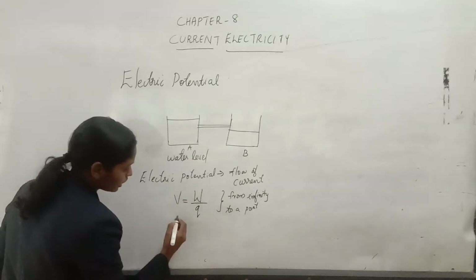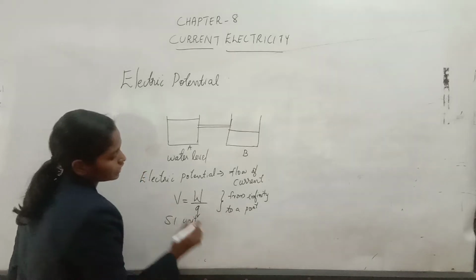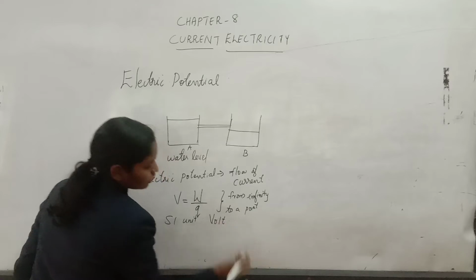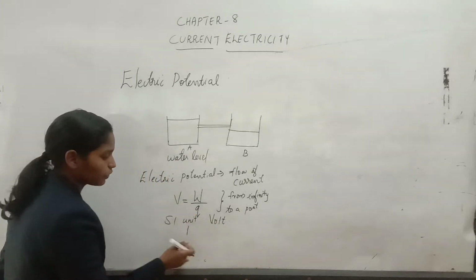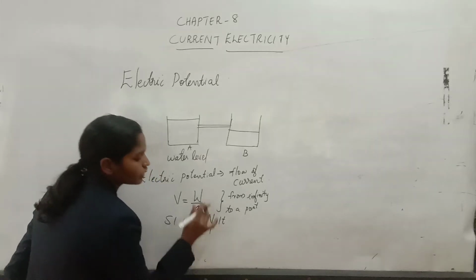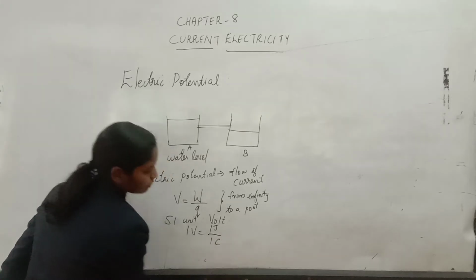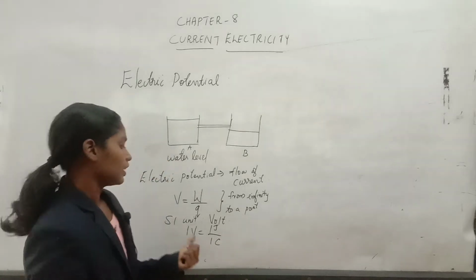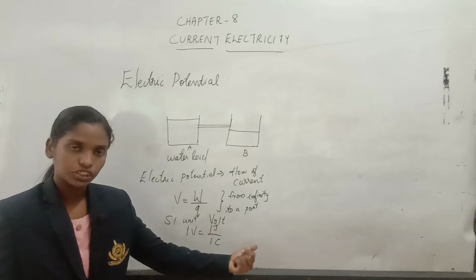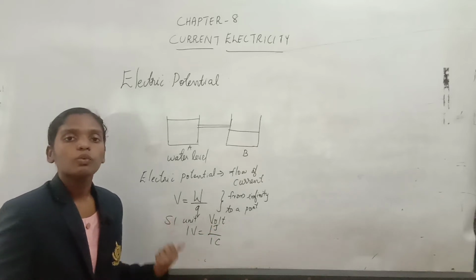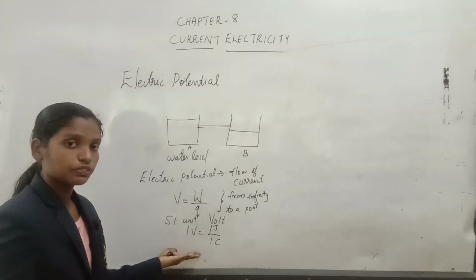We are going to measure it, right? So we need an SI unit. The SI unit of potential is volt. How can we define 1 volt? I am writing the equation for it: 1 volt is equal to 1 joule per 1 coulomb. The unit of work is joule and the unit of charge is coulomb. That means if 1 joule of work is done to bring 1 coulomb of charge, then we have 1 volt of potential. So this is the SI unit and also the definition of the unit.